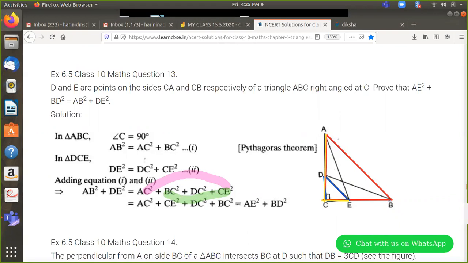So let me see what is this BC square and CE square. So let me mark the BC. Yeah, this is your BC. And then I have the BC square and the DC square, sorry. So this is the DC. So when this DC and this BC are added, again, it's a right triangle.